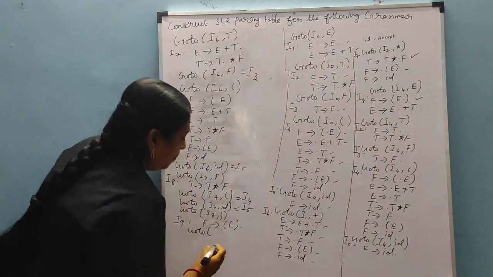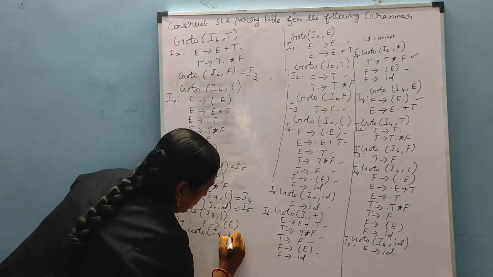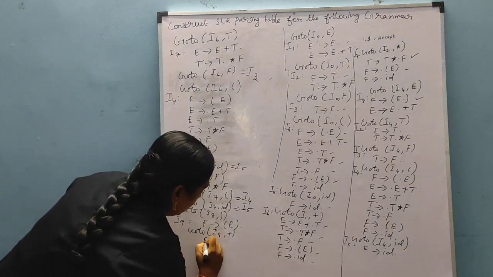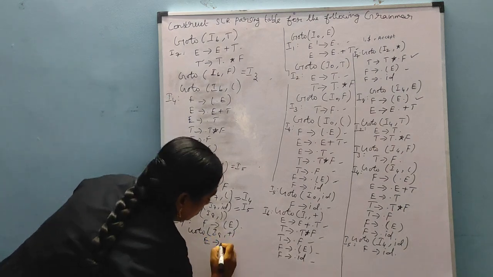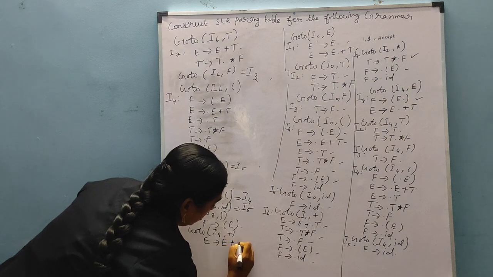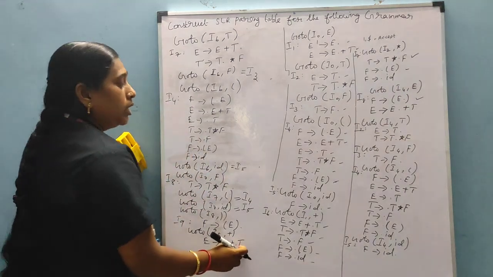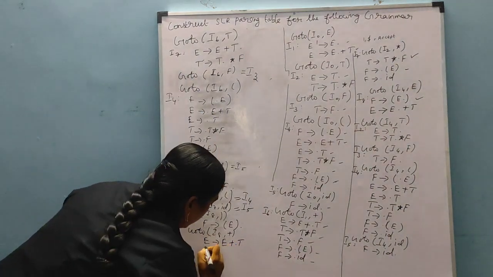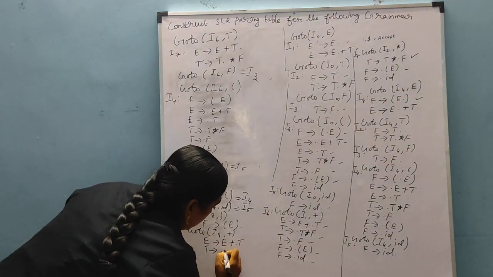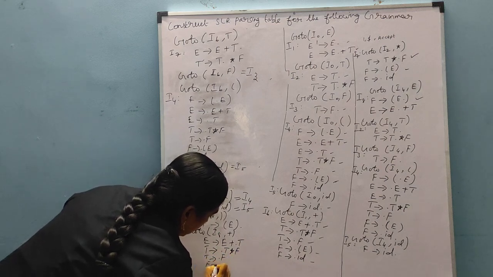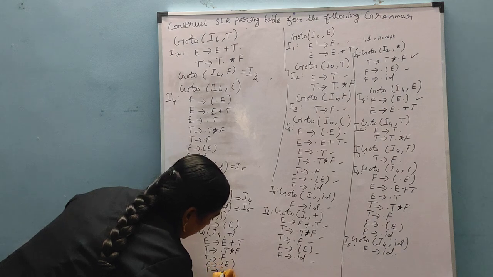Now I8 comma plus. I8 comma plus. So what is the state? E tends to E plus dot T. So how to add the non-terminal T production from the I0 state: T tends to dot T star F, T tends to dot F, F tends to dot open bracket E close bracket, F tends to dot ID.